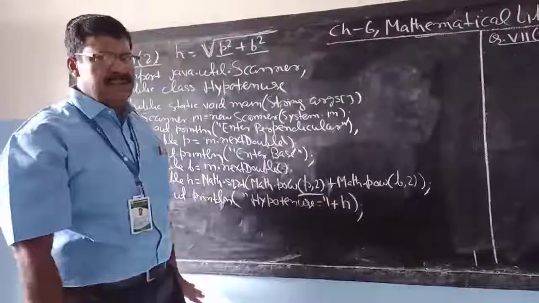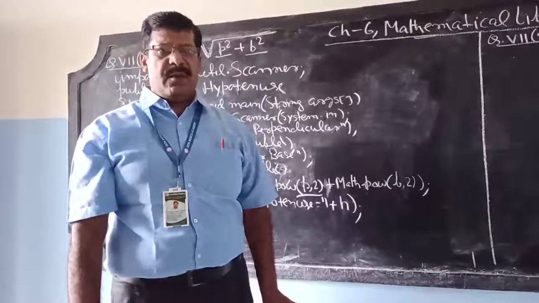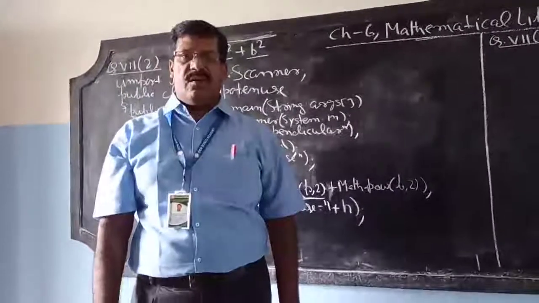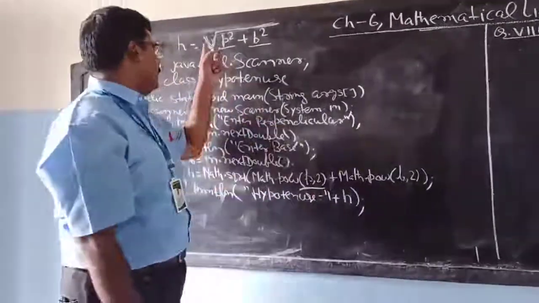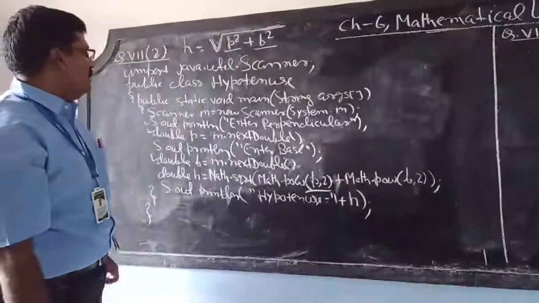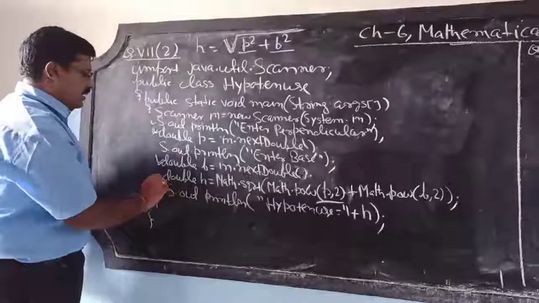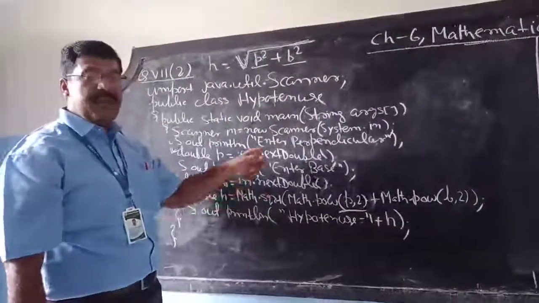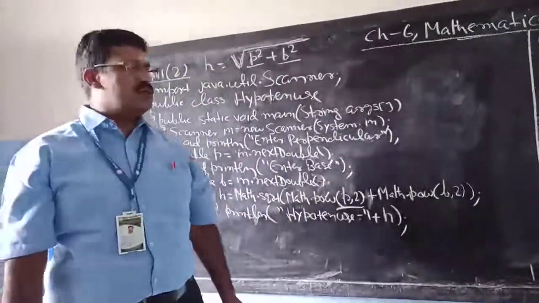So the question was very simple. It is just a program to input the perpendicular and base of a right angle triangle and calculate the hypotenuse using the formula h equals square root of p square plus b square. So what is required? Input the p and b, and calculate h. This formula is simply converted into Java by using the mathematical functions to get the hypotenuse. So this was question number 2.